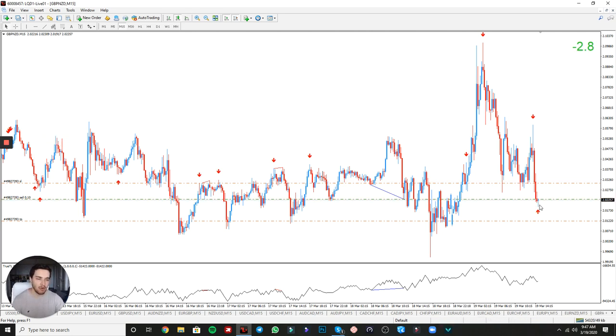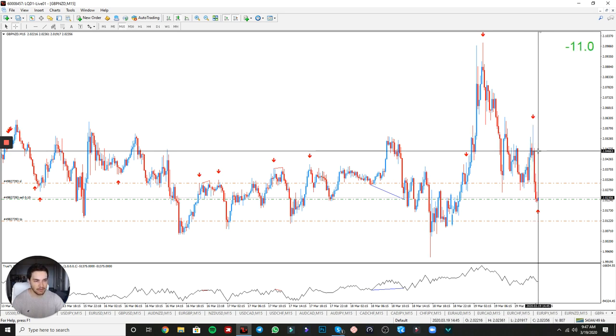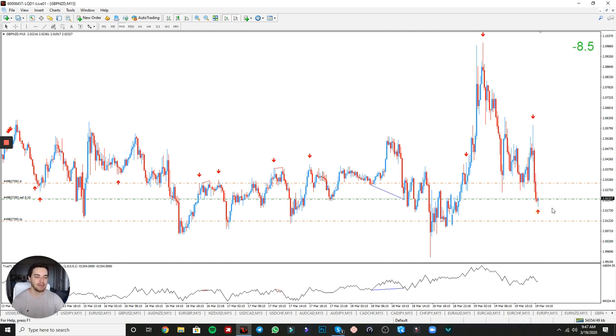I mean, obviously I got a horrible entry here, so I don't care if this one hits stop loss or not. But if I would have gotten in at the close of this blue candle, how much did it fall? It fell down by 267 pips right there. So clearly I got in at a bad spot. Horrible entry, but I just wanted to show you that.